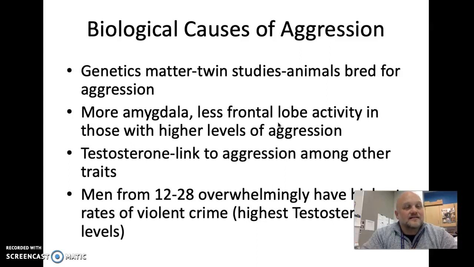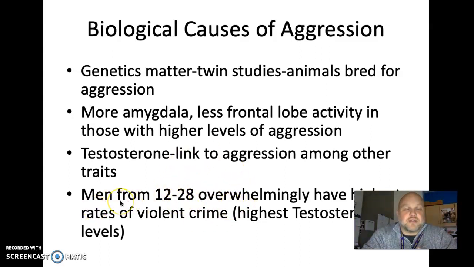So again, like not snapping on somebody, or being able to filter your thoughts and think through things before you act. People with more aggression have less activity there. We know about testosterone, the hormone, and that higher levels of testosterone are linked to aggression and probably cause aggression as well. And you put all these things together, and not to pick on one group of people, but young men from the age of 12 to 28 overwhelmingly have the highest rates of violent crime.